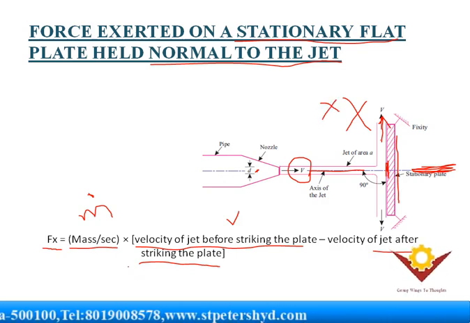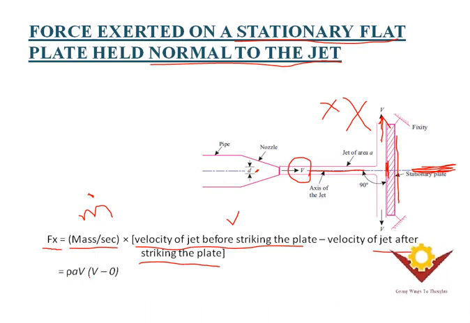Clear? Yes. Next, mass per second, m dot, equals rho a v, into the velocity of the jet before striking the plate, which is v, and after striking the plate, in this direction there is no velocity, so that's why it is 0. Okay, the final one: the force exerted by the jet on a flat stationary plate in the x direction is rho a v square.